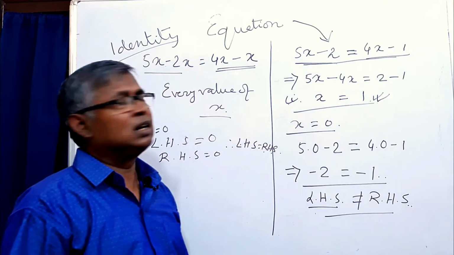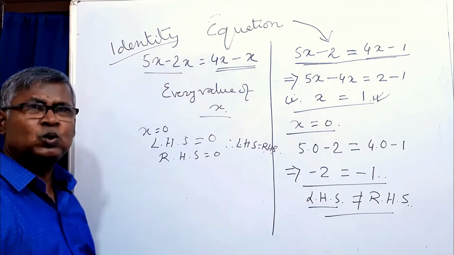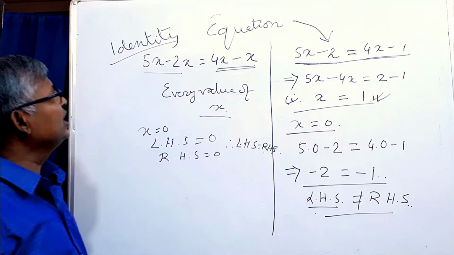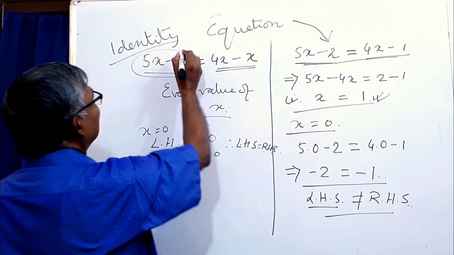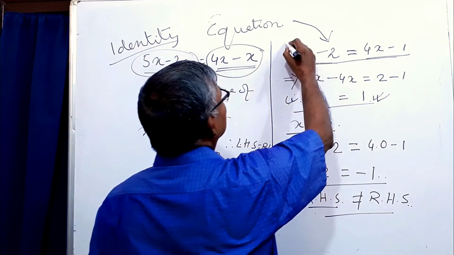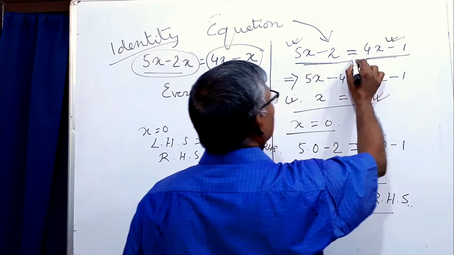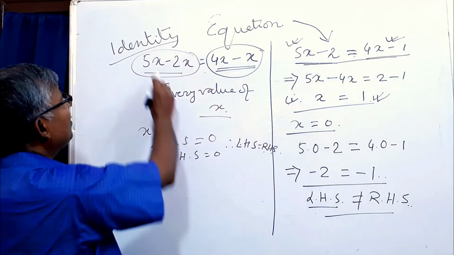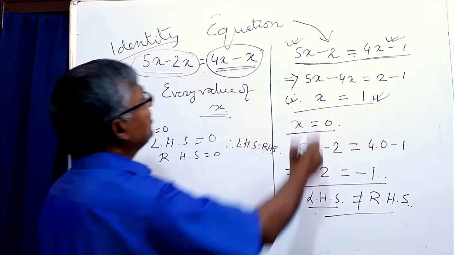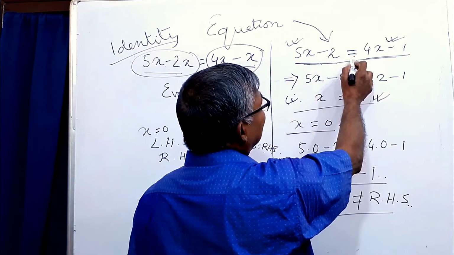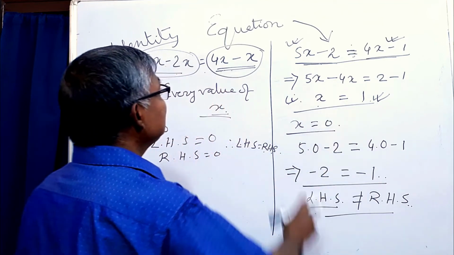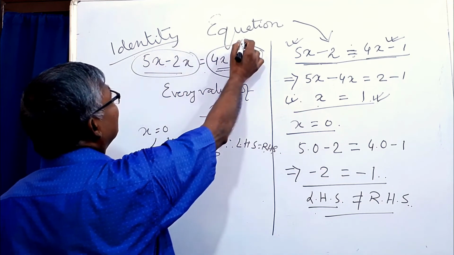Most of the students are afraid of these two definitions. Students, so let us compare these two relations. Here you see these two algebraic expressions are equal. Here also these expressions are equal. But in case of identity, this is true for every value of x. But in case of equation, this equality is satisfied only when x equals 1. So this is the basic difference between identity and equation.